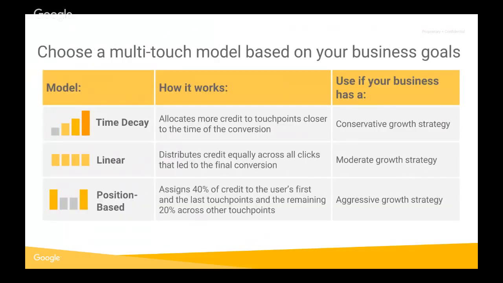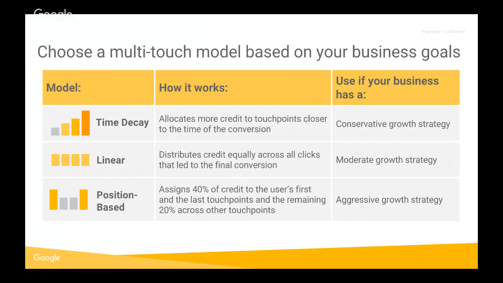Now, this chart will help you understand, if you have to choose between the three rule-based models, which one is more suited for your business. If your business has a conservative growth strategy, definitely go for the time decay model because it gives more credit to those interactions that a customer has closer to the actual conversion occurring. If your business has a moderate growth strategy, the linear model is preferable because it'll give equal credit across all the clicks that led to a final conversion. So if you've had 20 clicks before a user has actually converted on your website, it will give equal credit to each of those clicks.